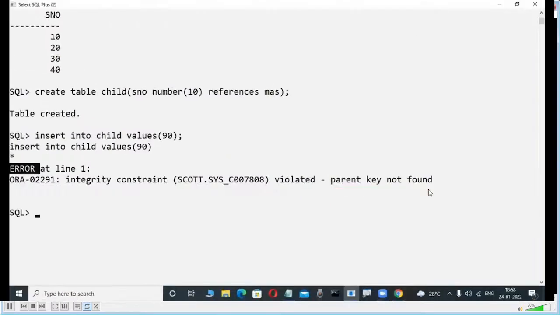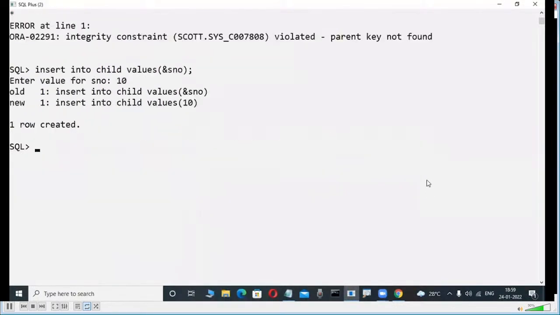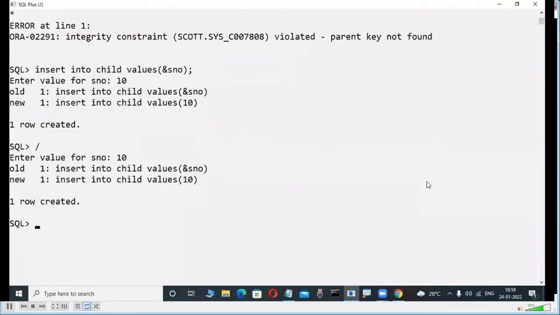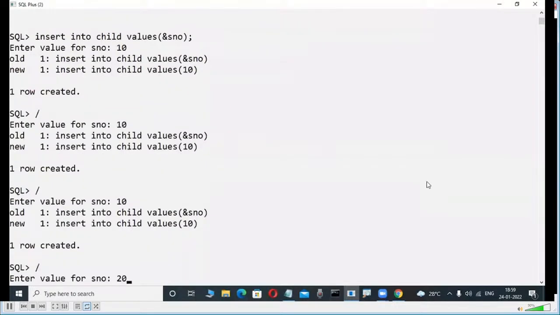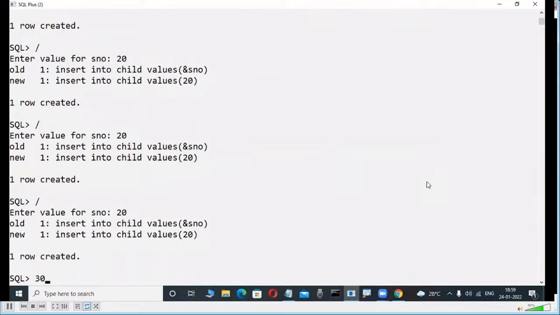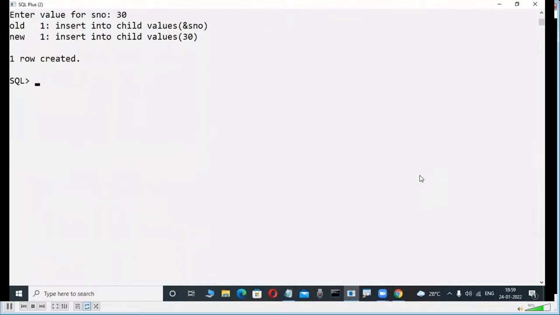Now suppose I insert some values. Again 10. Is a duplicate possible? Possible. After 10 I'm inserting again 10, possible. Again 10 possible. Again 20 possible, again 20, again 20 possible. Again 30 is possible. Like this, duplicate data is possible in the child table.